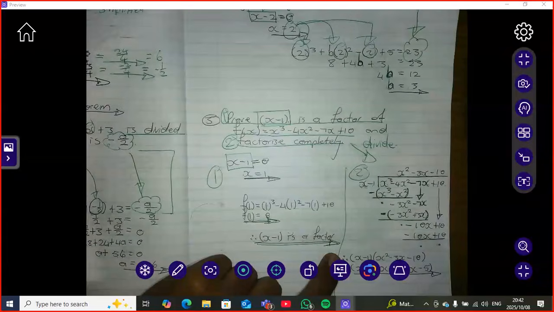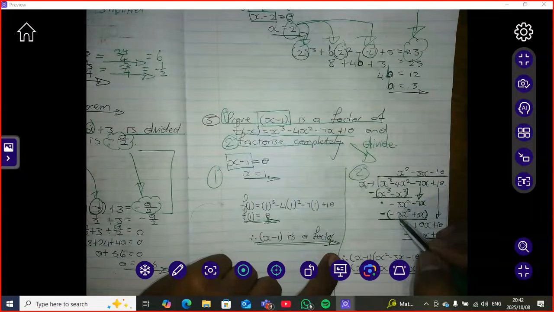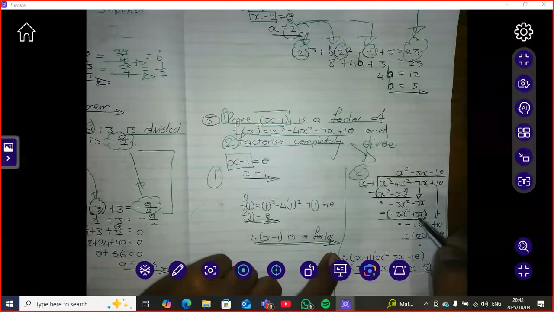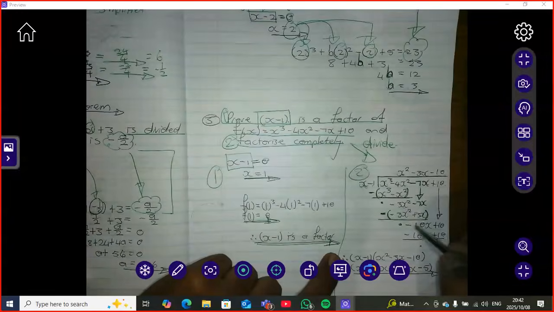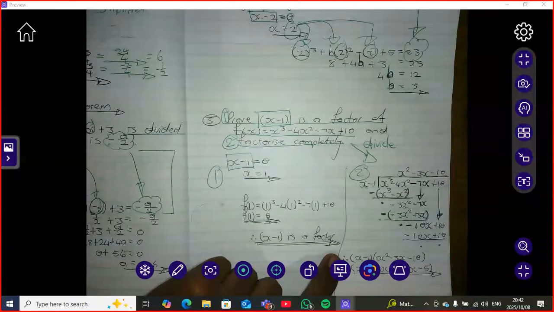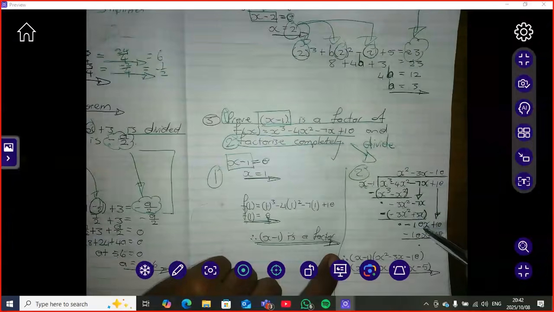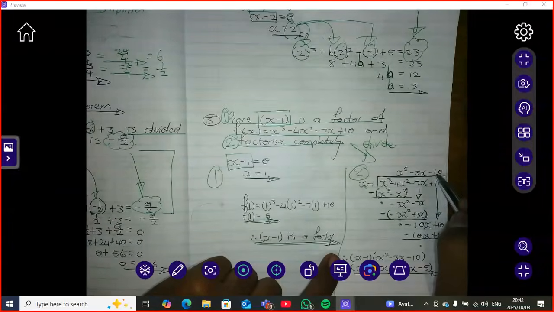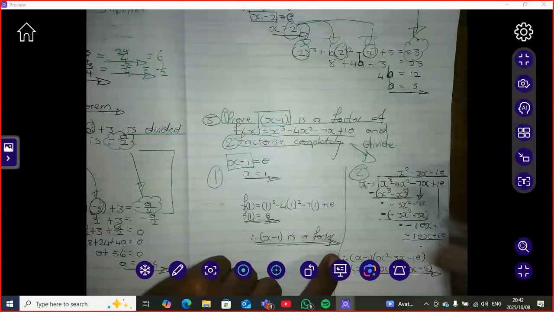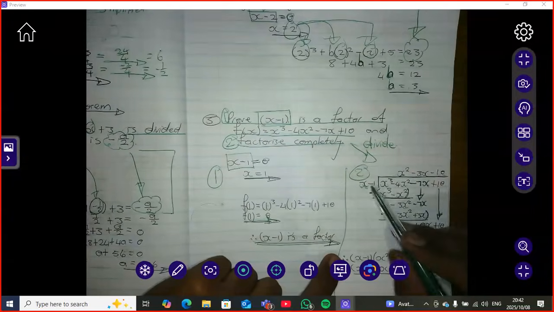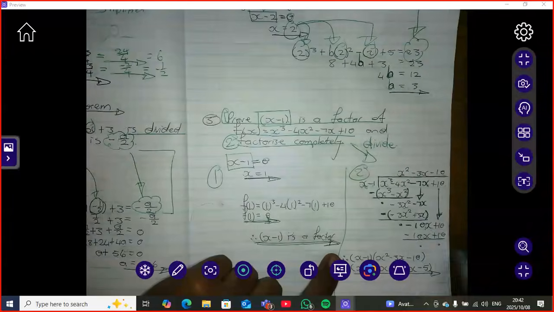Again, negative 3x squared plus 3x squared, because there's a negative times in here, gives me nothing. Negative 7x minus 3x, because there's a negative times in here, gives me negative 10x. I bring down this 10 over here, and then I say again, x divided into negative 10x gives me negative 10. Negative 10 times x gives me negative 10x. Negative 10 times negative 1 gives me positive 10. My remainder is 0.